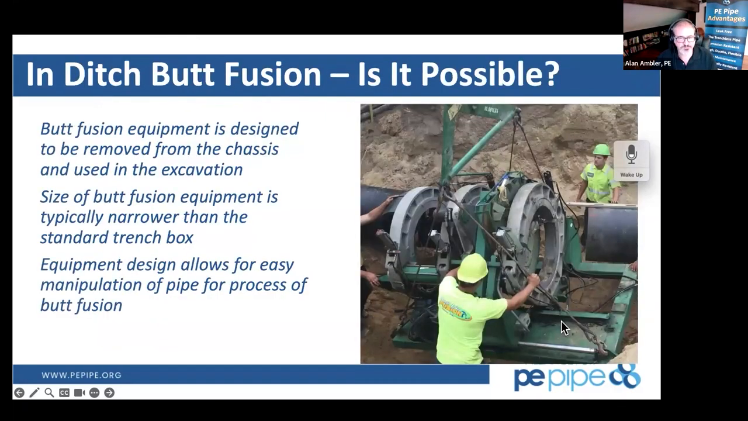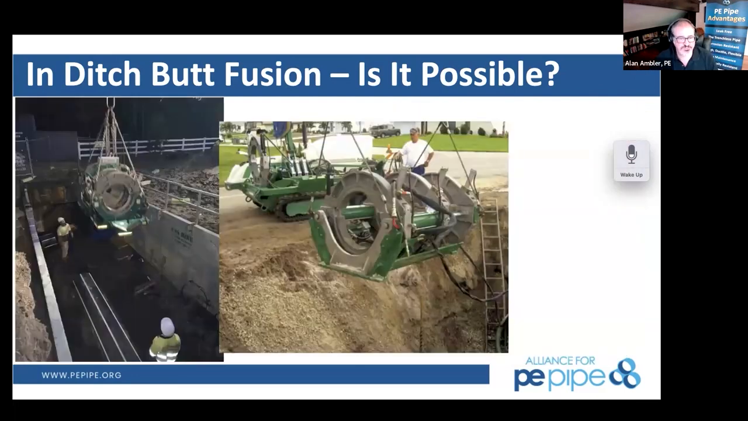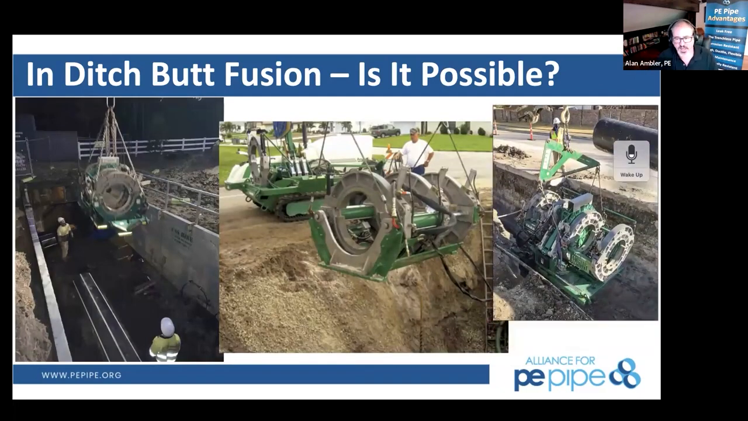So next one, how do we get that butt fusion in the trench? All of the machines are designed to do this. It's designed to get that butt fusion machine off of the chassis and be able to put that down in the excavation to perform that fusion. So here's a whole series of pictures to show you various trenching and shoring applications of how to get that into that excavation to perform that final fusion in that manner.